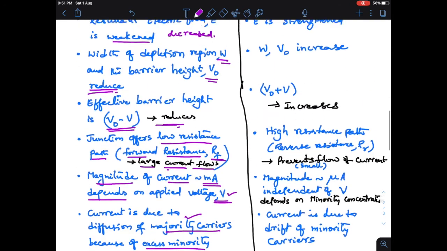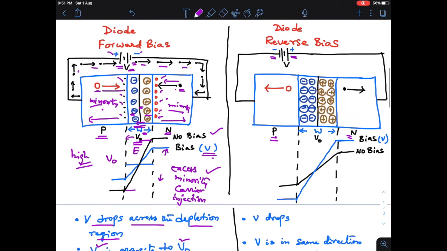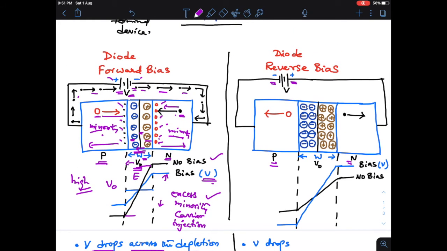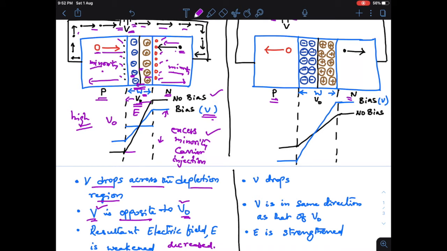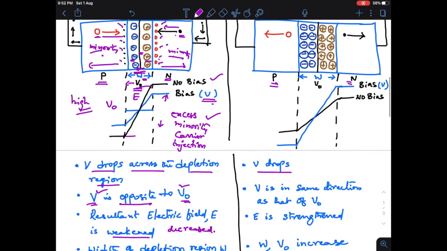Now let us understand the same parameters when it comes to reverse bias. As we have seen in reverse bias, the P type is connected to the negative of the battery and N type is connected to the positive of the battery. And when you apply that voltage, the voltage drops in the depletion region. So this is the depletion region due to the immobile charges, and there are no free charges and high resistance. Therefore, the voltage drops in the depletion region compared to P side or N side.